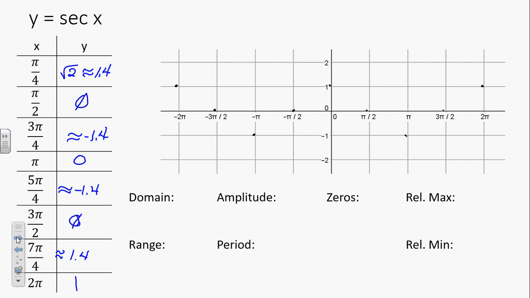Pi should be negative 1, yes, because the cosine of pi was negative 1. Thank you for catching that. We changed the pi to negative 1. Okay, so now we sketch our cosine just with a dashed line, a dotted line, so that we're using it as a guide.